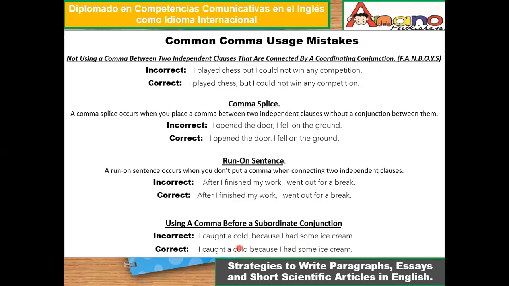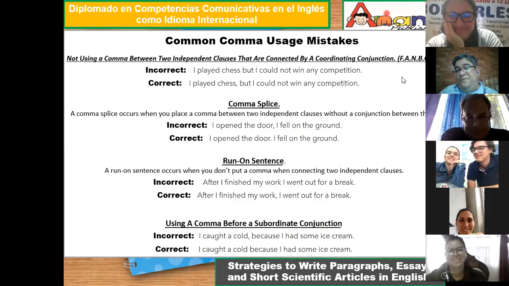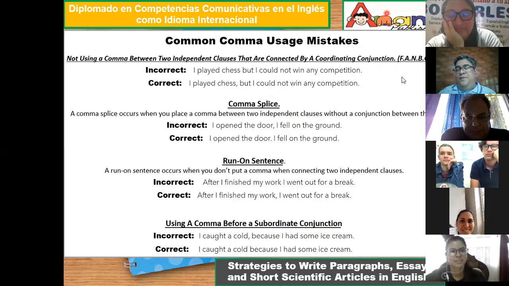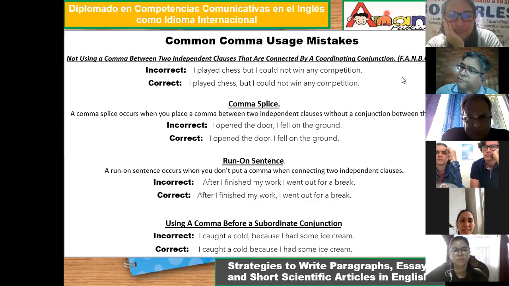Que la marqué en azul. I caught a cold, comma, because I had some ice cream. Pero usted lo llevó al límite. Usted le puso coma y coma. But that's okay, because you didn't know. Porque tú dijiste, I didn't know. No, but it's not because of that. No, you need to know first the use. And so this is the correct use.